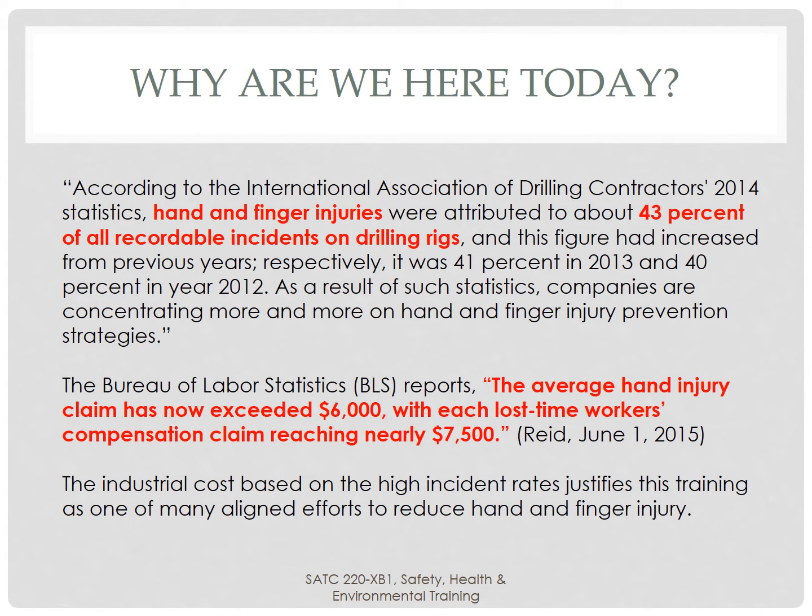Why are we here today? According to the IADC, 43% of all recordable incidents on drilling rigs are attributed to hand and finger injuries. Further to that, the Bureau of Labor Statistics reports that the average hand injury claim now exceeds $6,000, and it actually averages nearly $7,500 per incident.